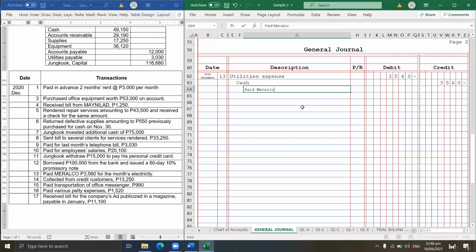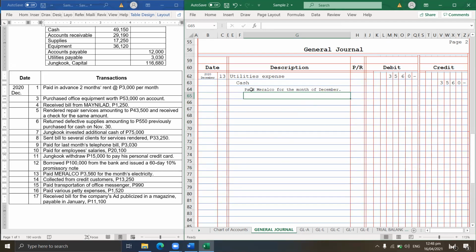So short explanation, paid Meralco for the month of December. Okay? Para maiba. Pero pwede rin na paid Meralco for the month's electricity. So pwede rin po yun.